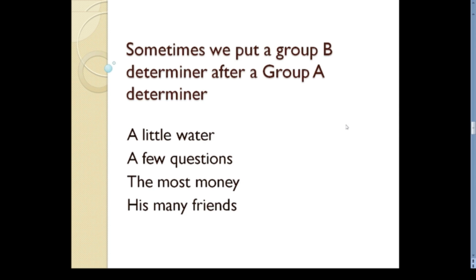Sometimes we put a Group B determiner after a Group A determiner. In this case, we do not use any prepositions. For example, we can say a little water. It indicates a very small quantity of water. Likewise, we can say a few questions. Here the Group A determiner a goes before the Group B determiner few.